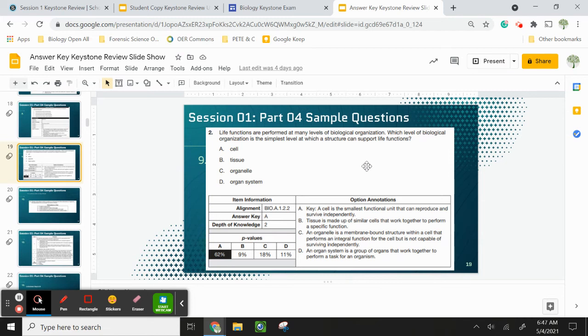Okay, looking at the answer, many students got this correct, and hopefully you came to this conclusion right away. The best answer here is cell. Cells are the smallest unit of structure and function in living things, and that's what this is asking, which is the simplest level at which a structure can support life functions.